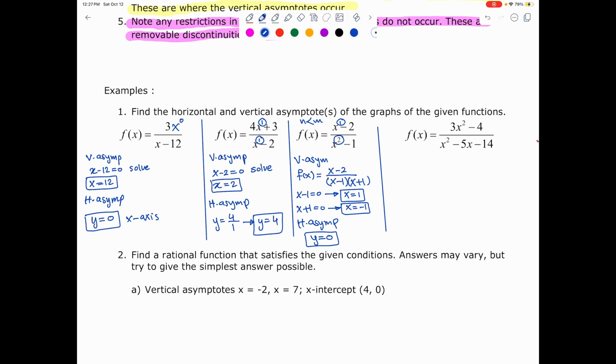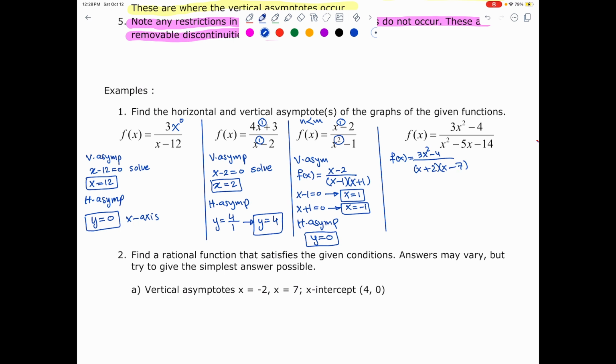Last but not least, we have f of x equals 3x squared minus 4 over x squared minus 5x minus 14. I see that we can factor the denominator, so we have f of x equals 3x squared minus 4 over x and x. We need two numbers. Their product is negative 14. Their sum is negative 5. The answer is negative 7 and positive 2.